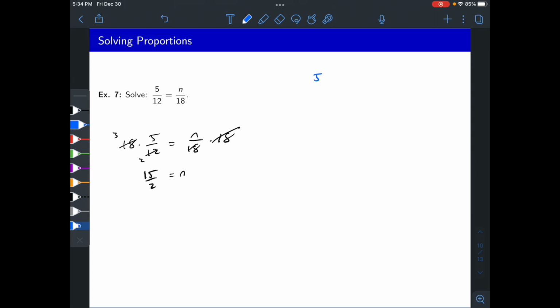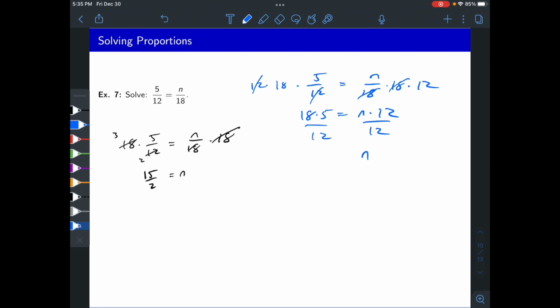So you start with 5 over 12 equals n over 18, and then they'll cross multiply. So they'll bring the 18 over, and then they'll bring the 12 over. So effectively what you're doing when you're cross multiplying is you multiply both sides by 18, and then you multiply both sides by 12. So that's what cross multiplying is. If you do that, then that cancels out those 12s right there, and that cancels out those 18s right there. So then you get 18 times 5 is equal to n times 12. And then to get n by itself, you then just divide by 12.